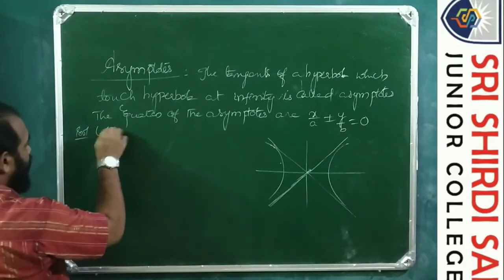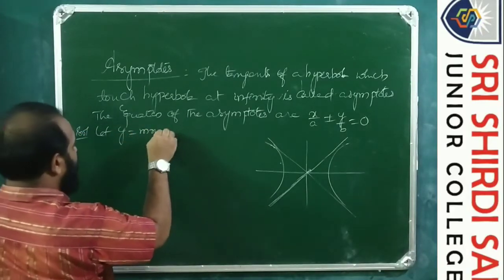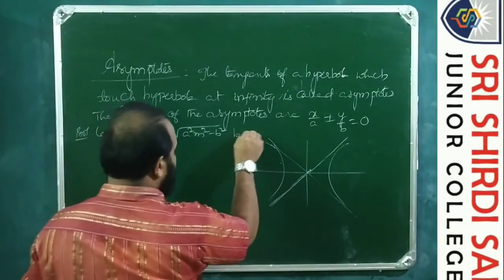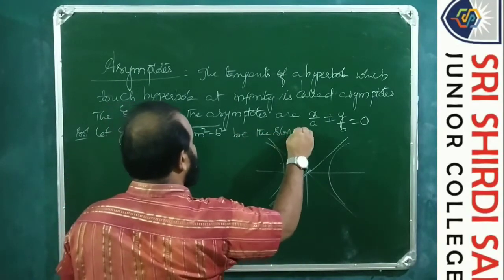Now let y equals mx plus or minus square root of a square m square minus b square be the slope form of the tangent.